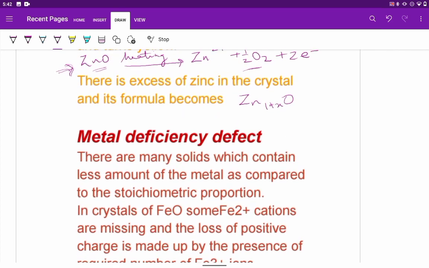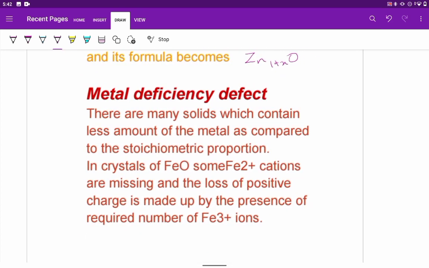Next is metal deficiency defect. There are some solids which contain less amount of metal as compared to the stoichiometric proportion. Like in crystals of FeO, some of the Fe2+ cations are missing. So if Fe2+ is missing, there will be imbalance in the charge. That loss of positive charge is made up by the presence of Fe3+ ions.